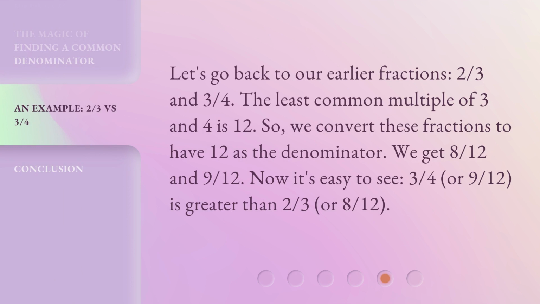Let's go back to our earlier fractions. 2/3 and 3/4. The least common multiple of 3 and 4 is 12. So, we convert these fractions to have 12 as the denominator. We get 8/12 and 9/12. Now it's easy to see. 3/4, or 9/12, is greater than 2/3, or 8/12.